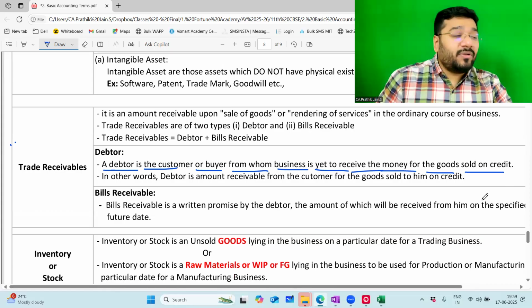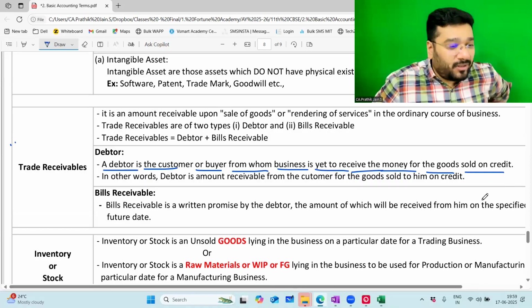That I'll discuss not now. He's asking what is the difference between outstanding and accrued. That will be discussed in the adjustment of final accounts, not now.